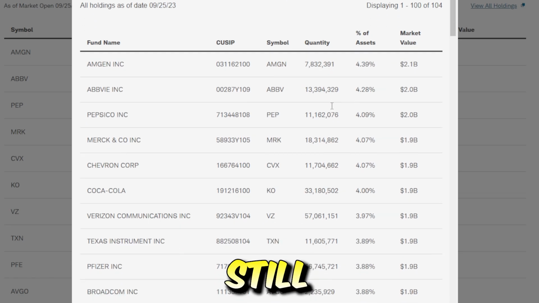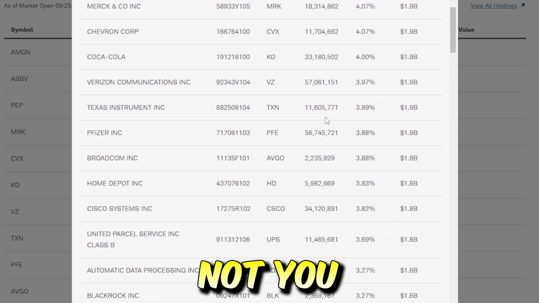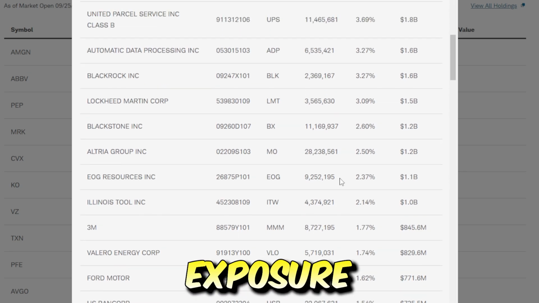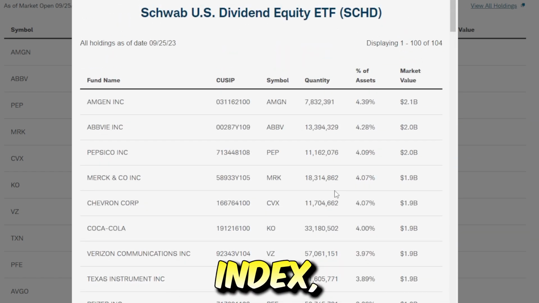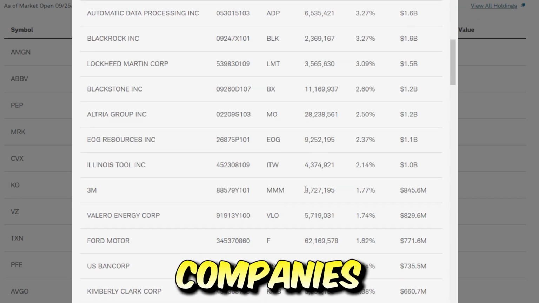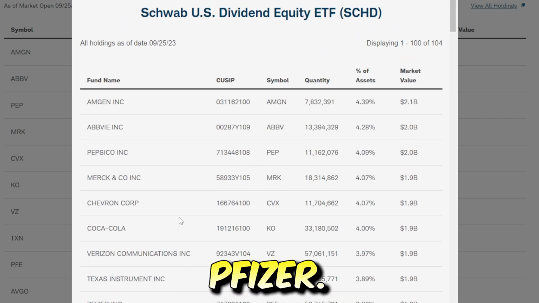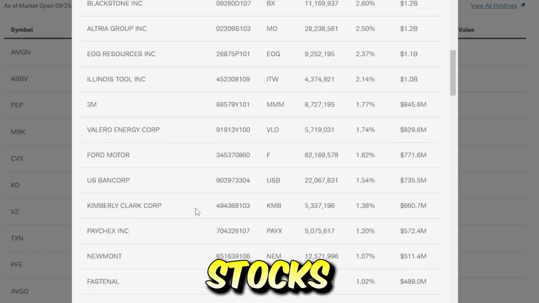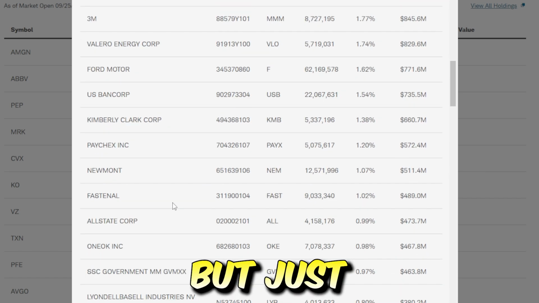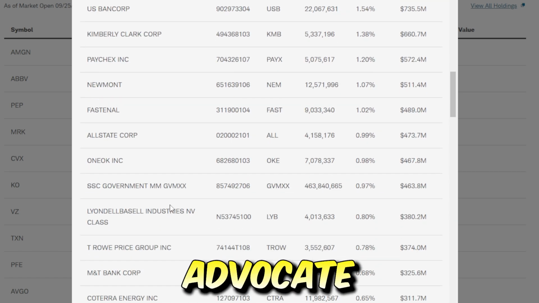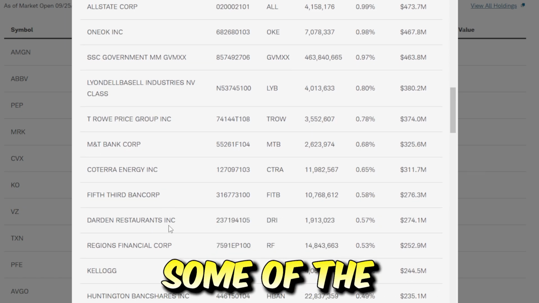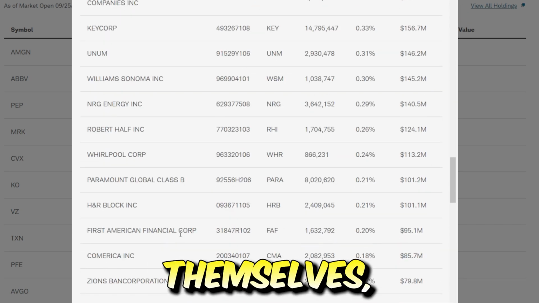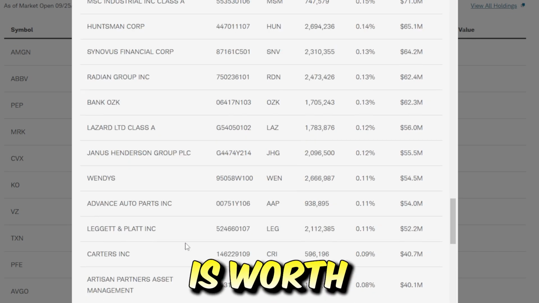But the bigger question still remains is if or if not you as an SCHD ETF holder want to actually have exposure to the companies that make up the underlying index. Companies like Verizon, companies like 3M, and companies like Pfizer. There's tons of companies in here that are really underperforming, and of course there's also different stocks in here that are performing quite well. But just for the sake of this video, we're sort of playing devil's advocate and trying to really point out some of the bad performing aspects of the SCHD ETF. Investors are really going to have to ask themselves if or if not this ETF is worth holding on to long term.